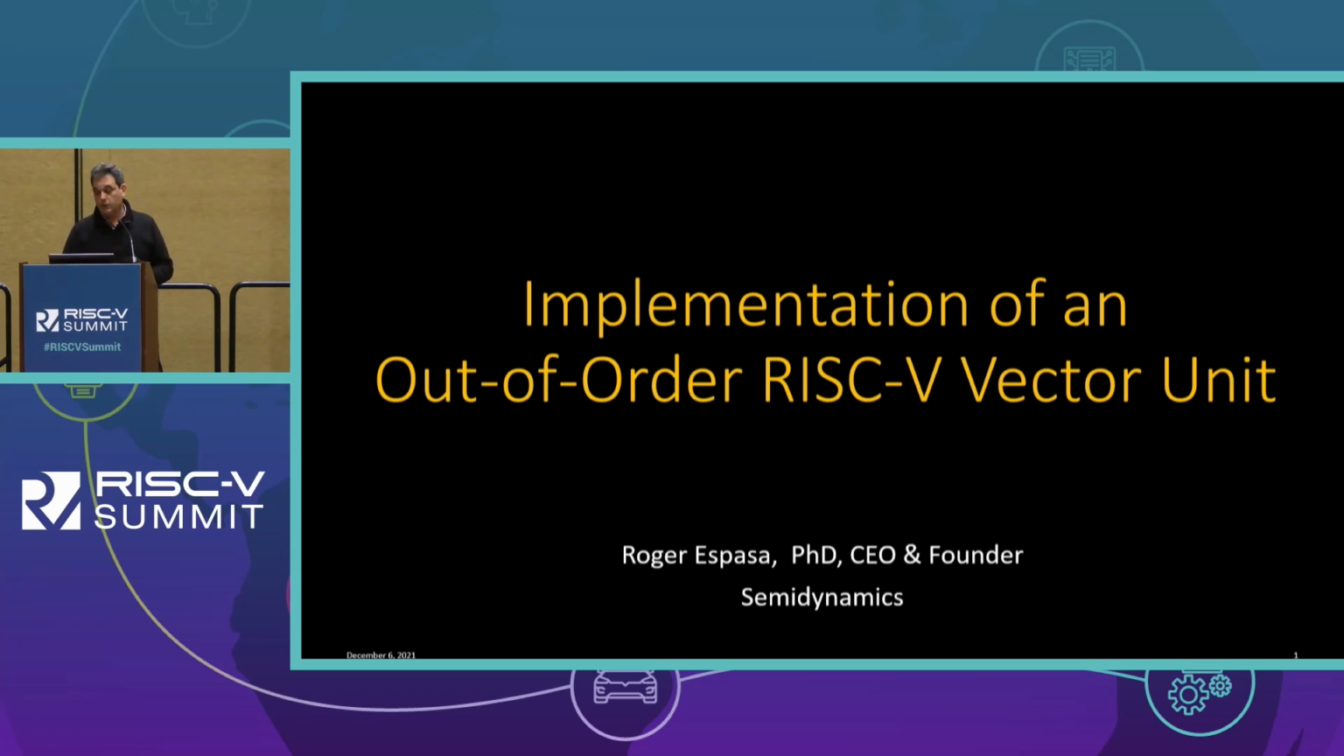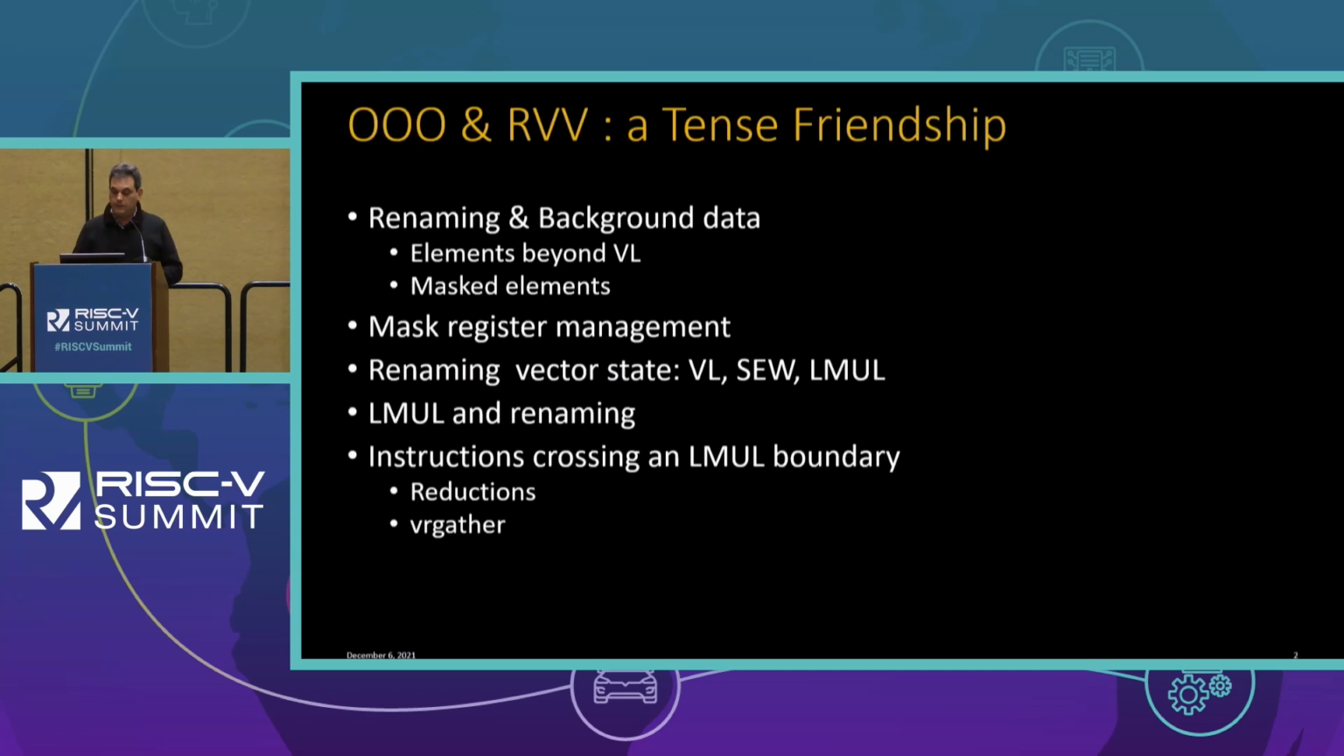And today I'm going to talk about how you build an out-of-order RISC-V vector unit. The program committee insisted a lot that we try to tell you things that you can learn. So not only will we tell you about the product we've done, but what are the difficulties you'll encounter if you try to do the same, right? And this is the outline of my talk.